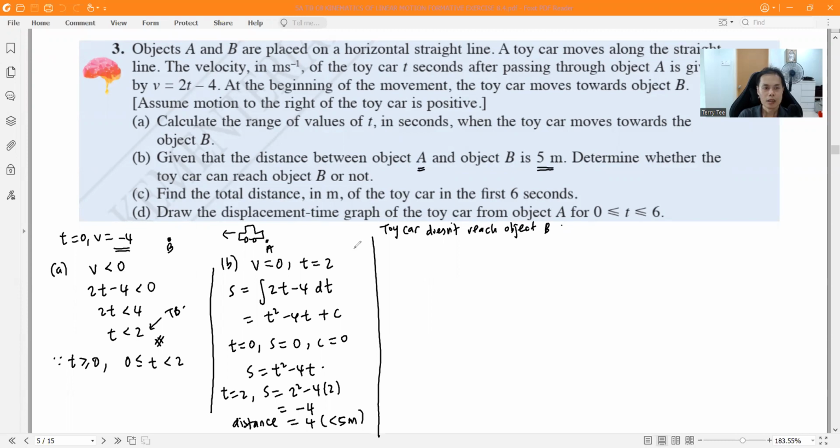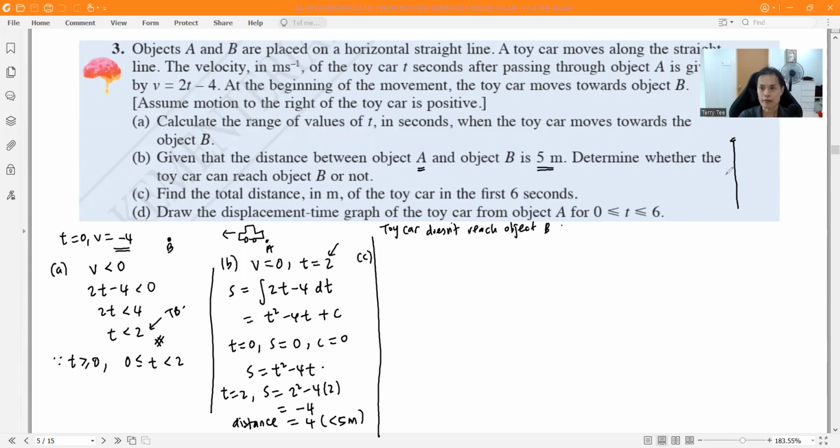Okay. All right. Let's look at the total distance traveled in the first 6 seconds. I already know that it changes direction at t equals 2, so I can do a sketch. You can sketch the whole velocity-time graph if you like. We know that the velocity in this case is 2t minus 4.